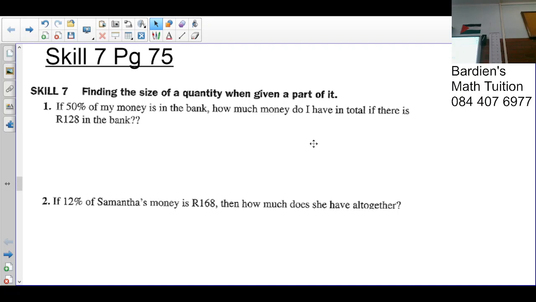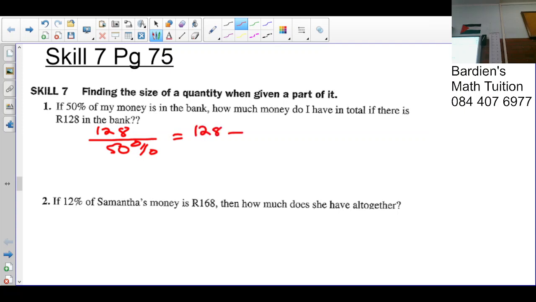So, how do you get that? You can do it one of two ways. You can say 128 rand divided by 50%. But 50% is the same as 50 over 100. It's 128 divided by 50 over 100, which is the same as 128 multiplied by 100 over 50. 50 goes into 50 once, and into 100 twice. And that's 256. You all agree with that?